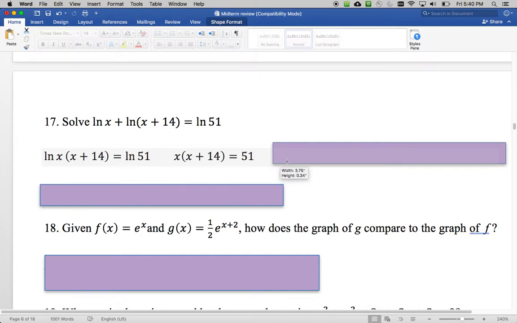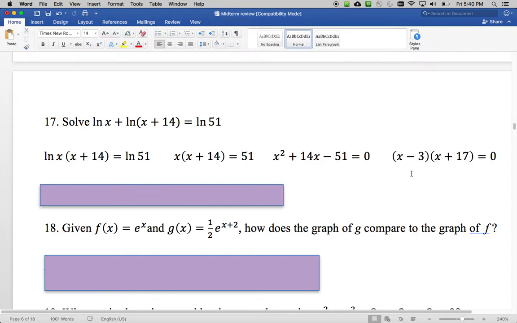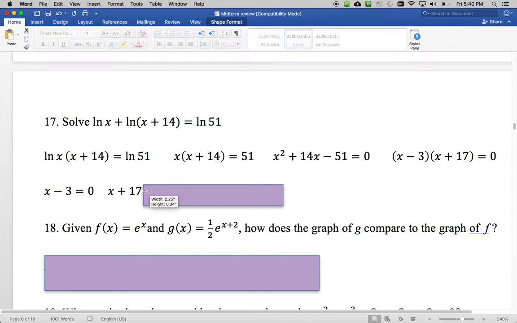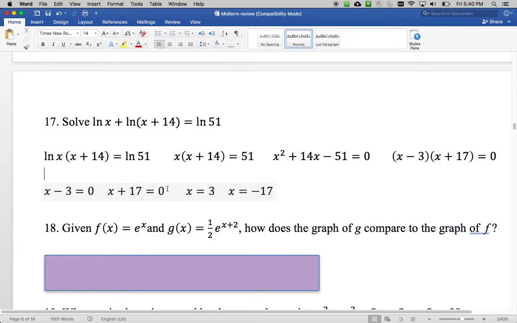plus 14 equals 51. Go ahead and distribute, move the 51 over, set it equal to 0, and go ahead and factor that, and then set both factors equal to 0. So x minus 3 equals 0, and x plus 17 equals 0. So for your solutions, when you solve for x here, you get x equals 3. When you solve for x here, you get x equals negative 17.